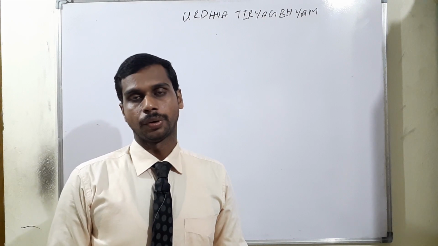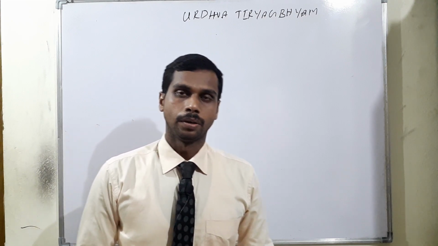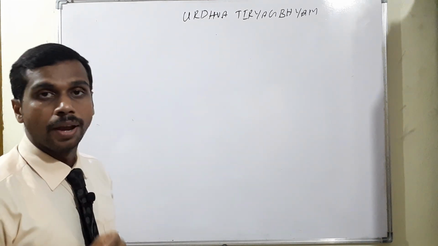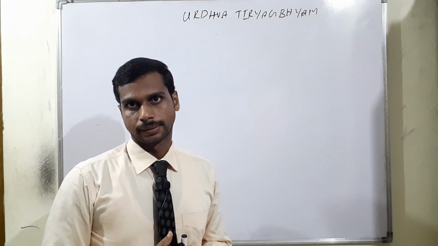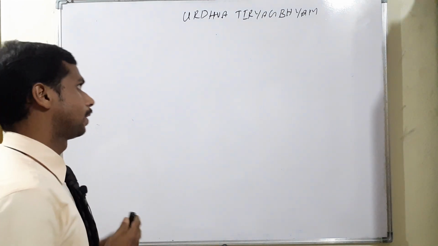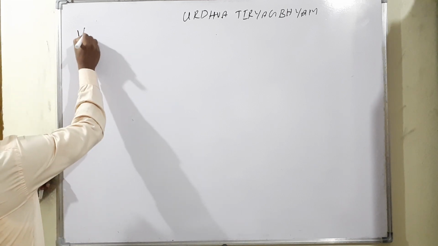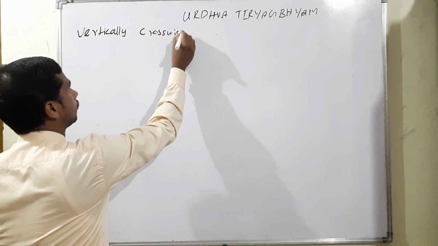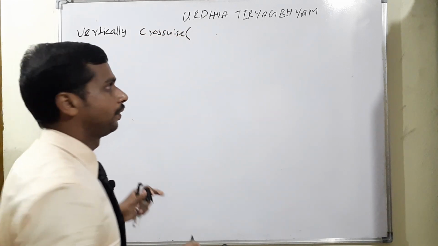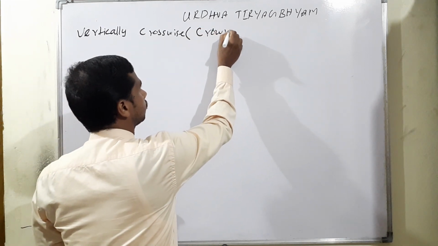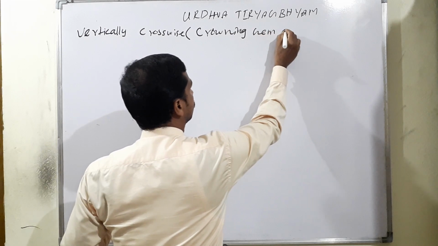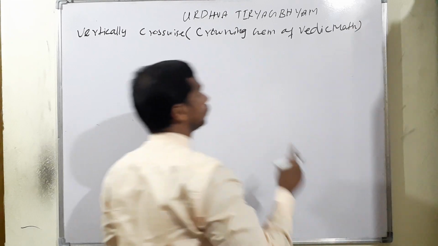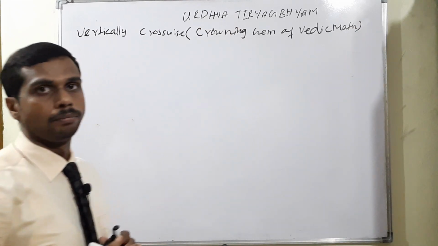In this conversation, we are going to continue yesterday's class. Particularly now, we are going to discuss one of the very attractive techniques of Vedic maths. That is, in English we can say, vertically crosswise. Another name is also the grounding gem of Vedic maths. The sutra name is Urdhva Tiryagbhyam.